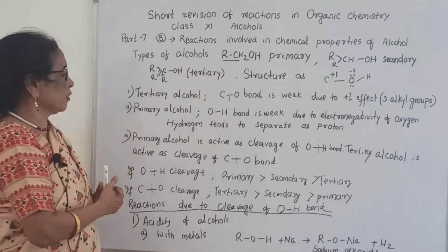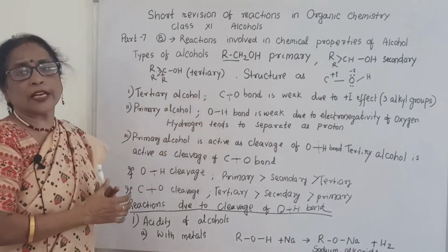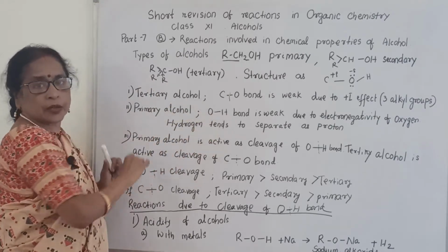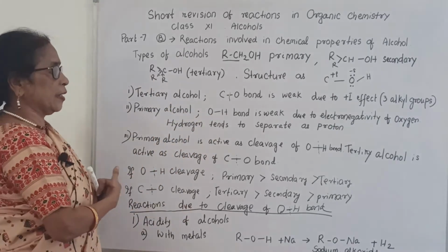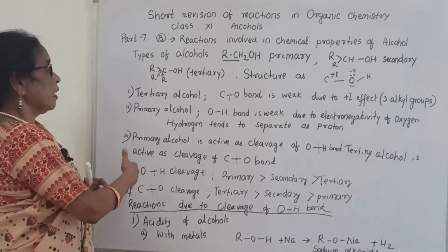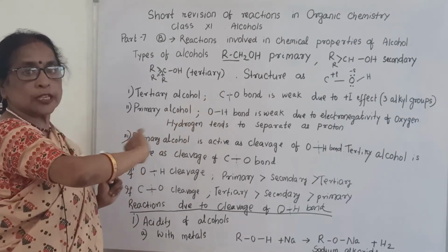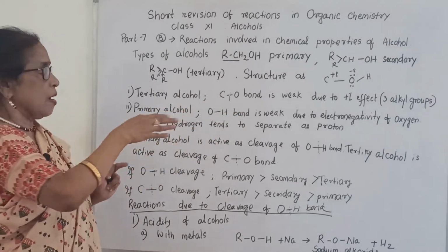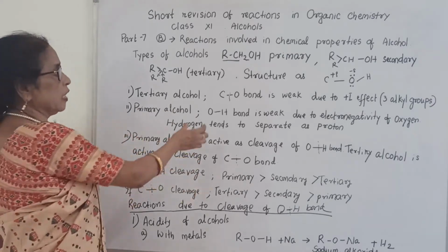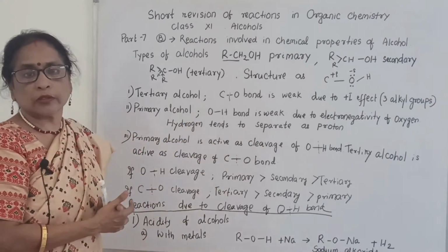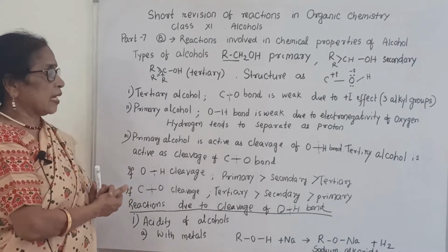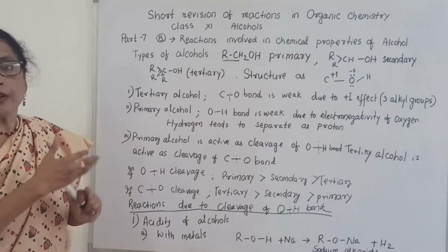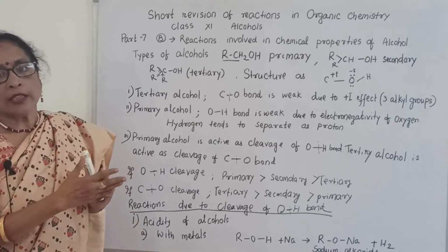In primary alcohol, the OH bond is very weak. Why? Because here only this oxygen and this hydrogen are responsible. Oxygen is more electronegative. That is why hydrogen tends to separate from this bond as a proton. That means when hydrogen is dispatched, it separates from this OH group as a proton. So now you can ask, who is more active, primary or tertiary?